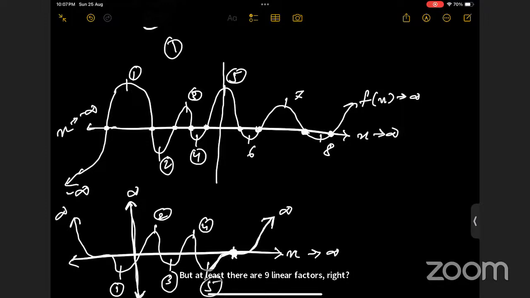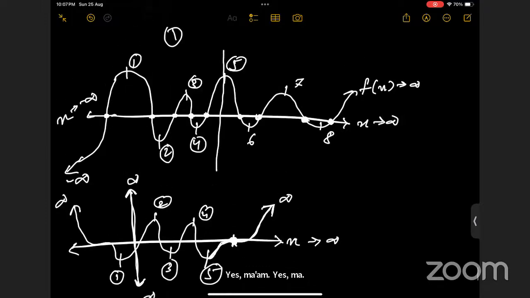Everyone is okay with it? Yes, ma'am. So the minimum degree will be 9. Ma'am, 9 linear factors, what are you referring to?